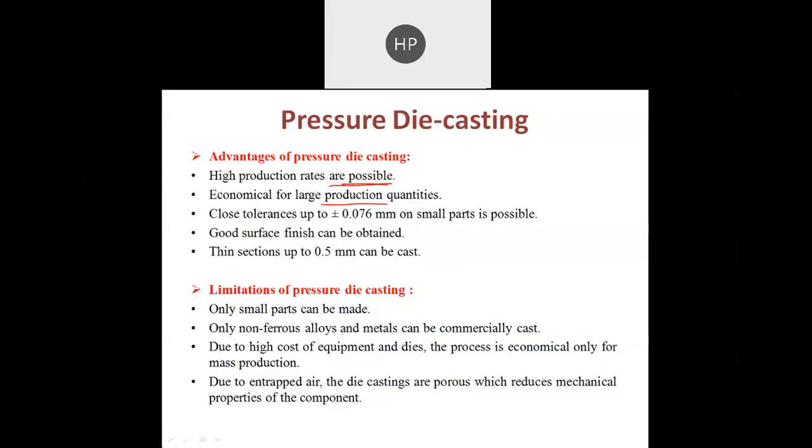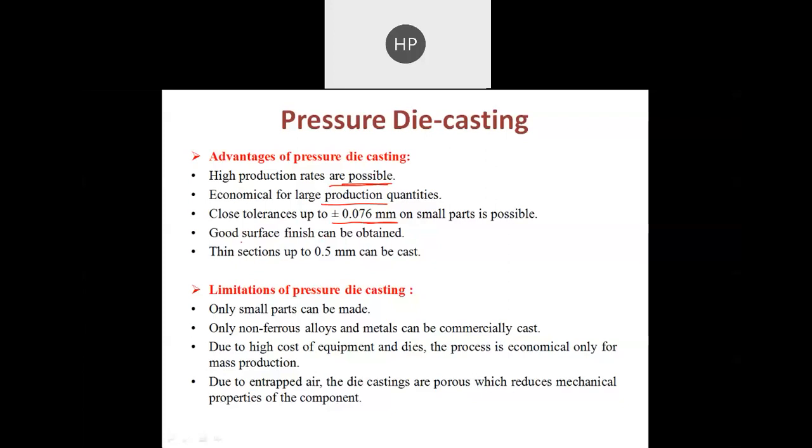Then very close dimensional tolerance, up to plus or minus 0.076 mm, which means it is a very close dimensional tolerance which can be easily obtained on a very small part, and that is one of the very good advantages of pressure die casting, because generally dimensional tolerance is the major factor in industry, and that is easily controlled by using pressure die casting.